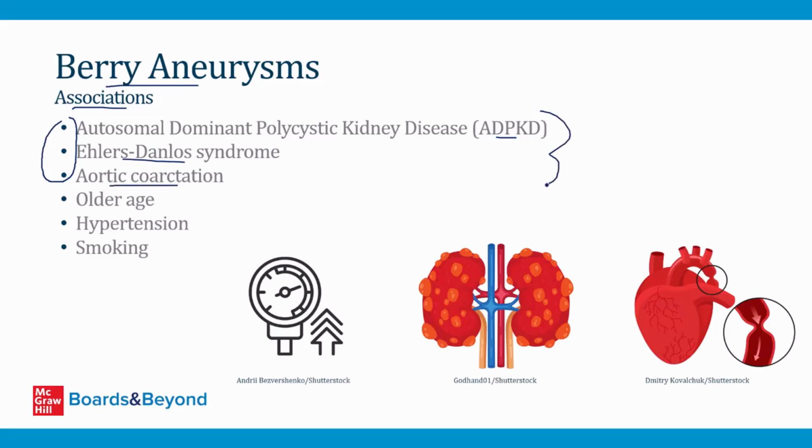Any patient who has one of these three conditions or a family history of one of these conditions, right away that should bring to mind the possibility of a berry aneurysm because these aneurysms are much more common in these groups. And then beyond this, these aneurysms are more common in patients who have older age, who have hypertension, who smoke. These are sort of general vascular breakdown type of risk factors.